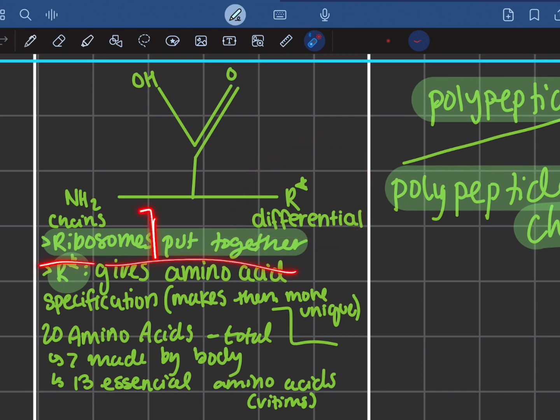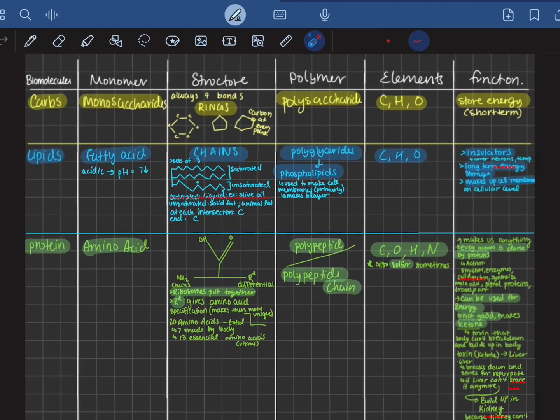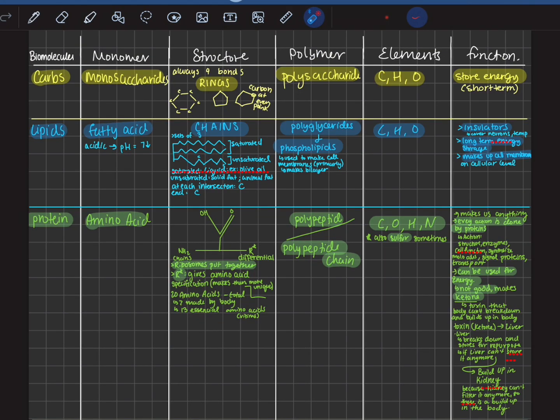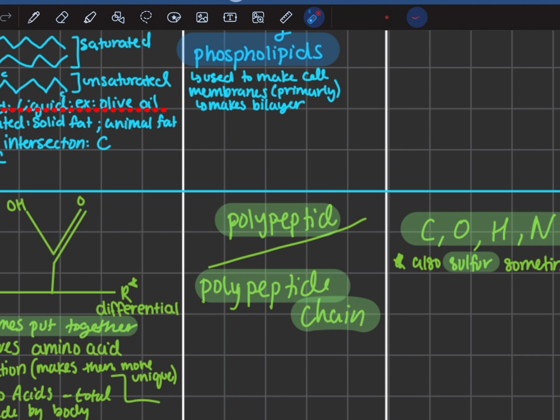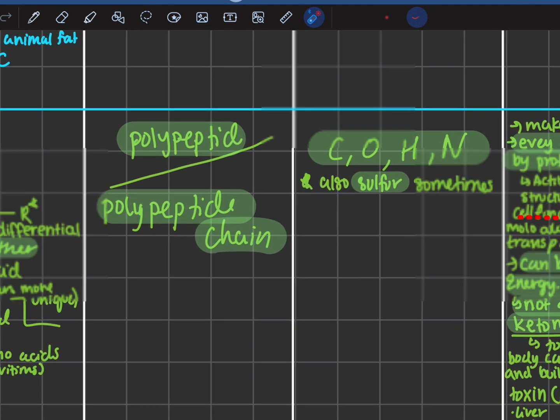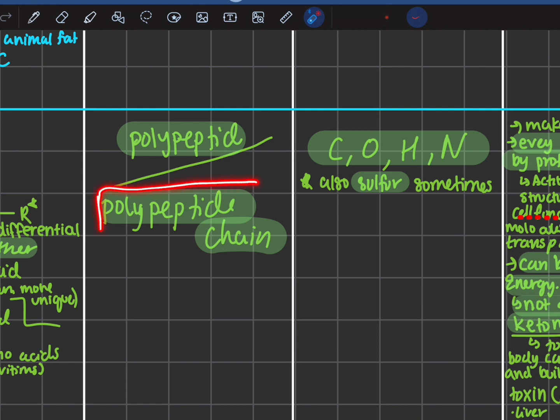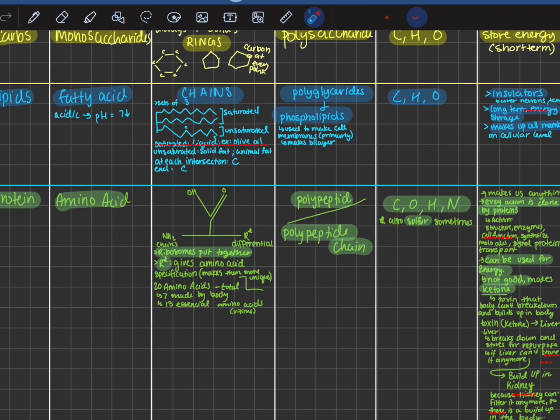And ribosomes are the ones that come together to make proteins. So ribosomes put together these amino acids to make proteins. And the polymer is polypeptide or polypeptide chain. There are two different ways to say it, but they're the same thing. These two refer to the same thing. But in a later video, when we go more into it, I'll explain the significance of the name, because the name itself has a meaning that actually makes it easier for you to remember a certain process.